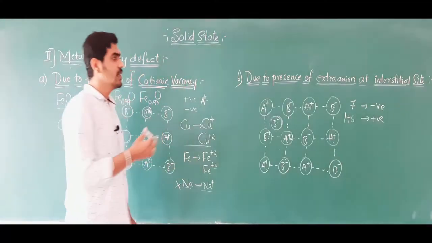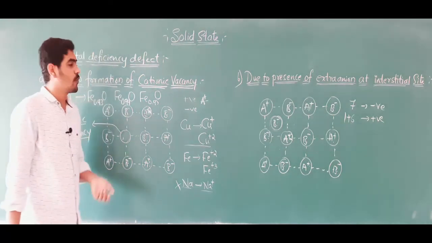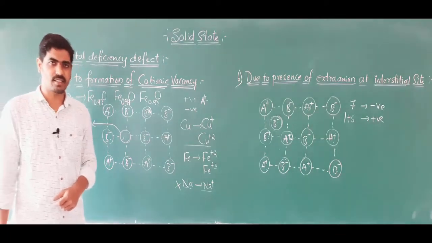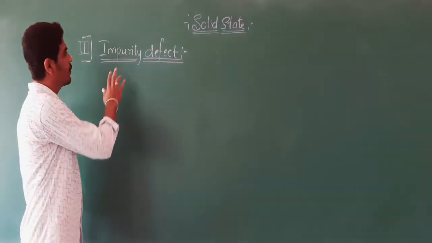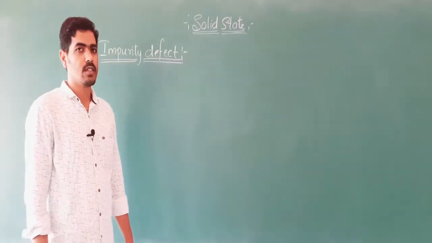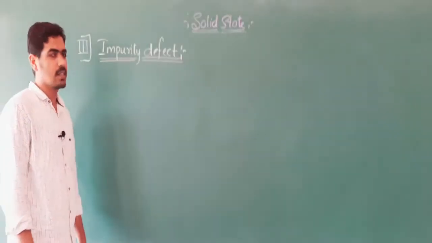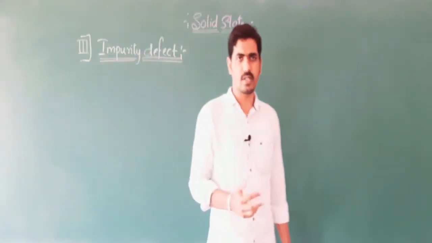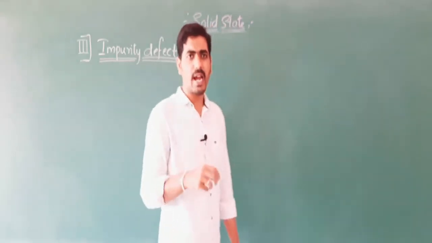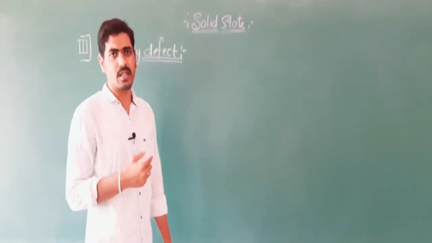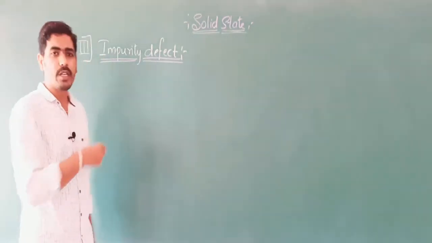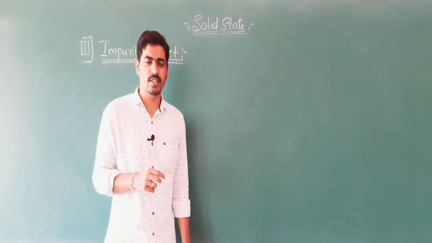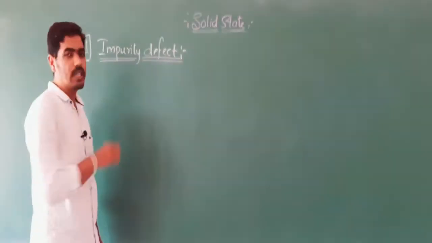So these are the two reasons or two causes for the formation of metal deficiency defect in the crystal lattice. The next type of defect is impurity defect. So what does this impurity defect mean? Whenever, if you consider the crystal lattice of any crystal, and we add the ions of another crystal, then it is said to be impurity defect. So addition of impurities in the crystal lattice is said to be impurity defect.